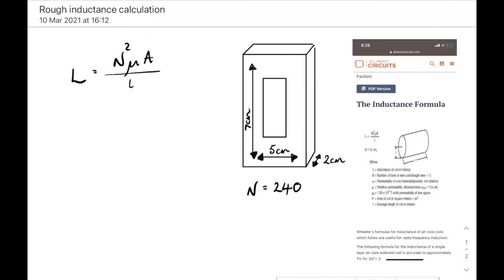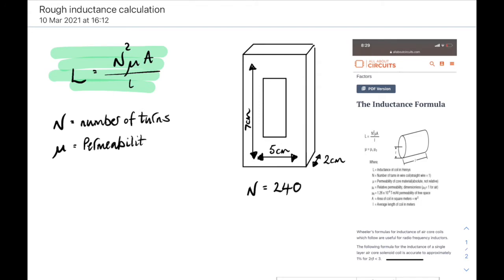Right, I did a wee Google search and I found Wheeler's formula for working out the inductance of a coil. So there it is, L equals N squared mu A over L. Now we know what all those quantities are, or we can look them up. N's the number of turns on the coil. Mu is the permeability of the core material. Now we can look that up. A is the area of the coil and L is the length of the coil.